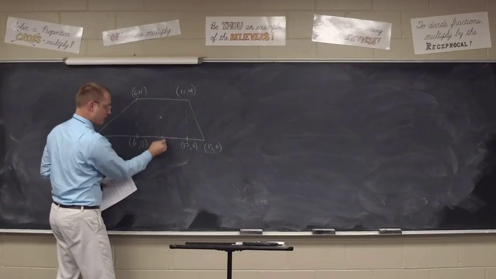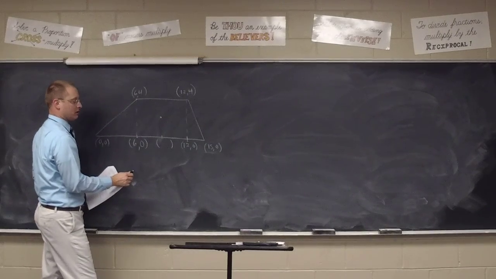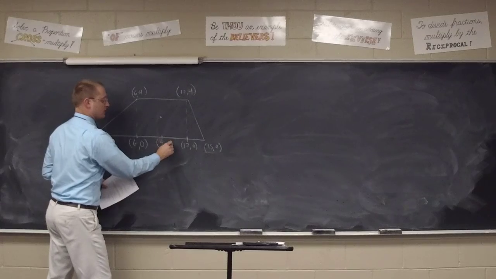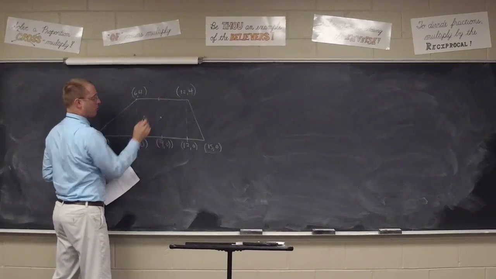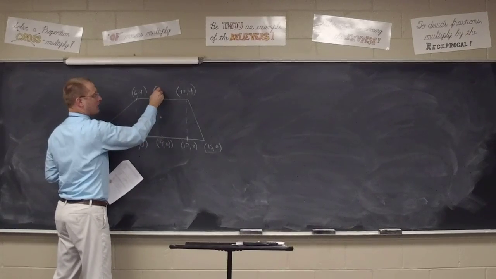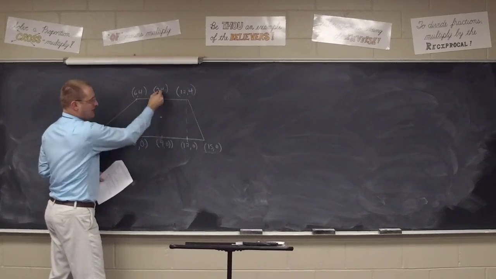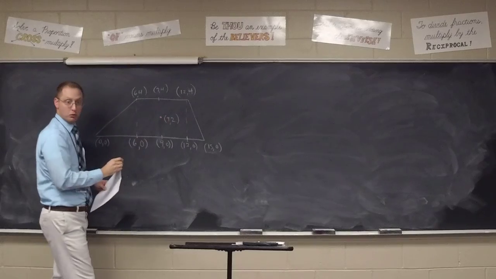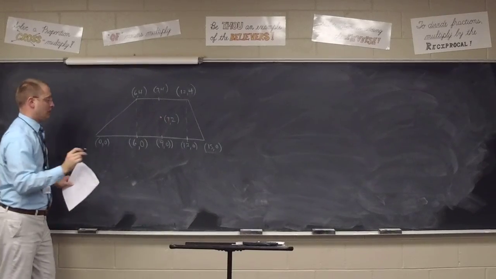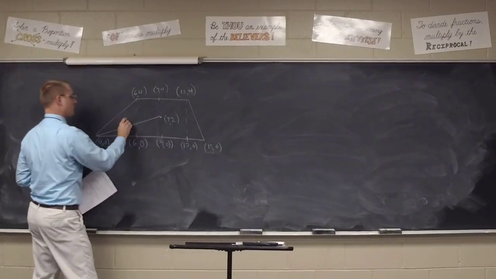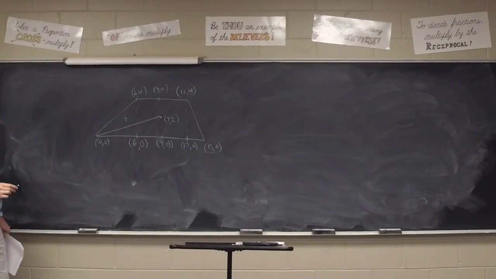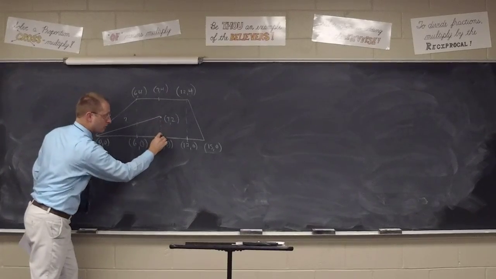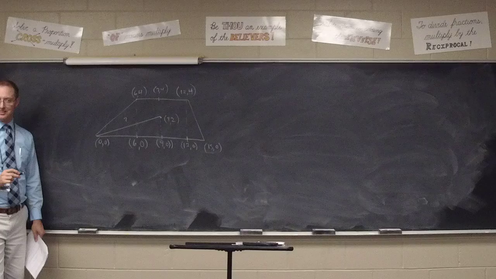Right below this would be what point, class? 9, 0. 9, 0, correct? And right up here would be what point? 9, 4. 9, 4. Right in between them would be what point? 9, 2. 9, 2. You follow? Now, how would I find the length of that line? How would I find the length of that line?